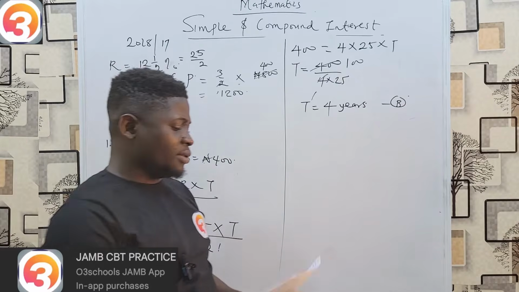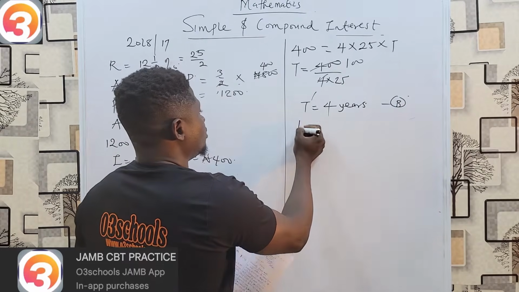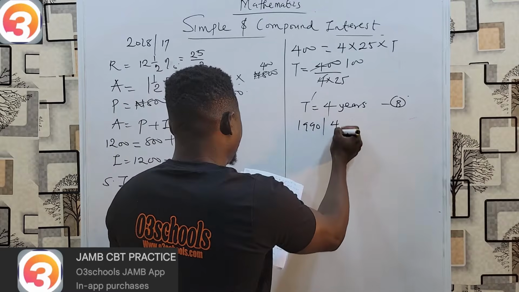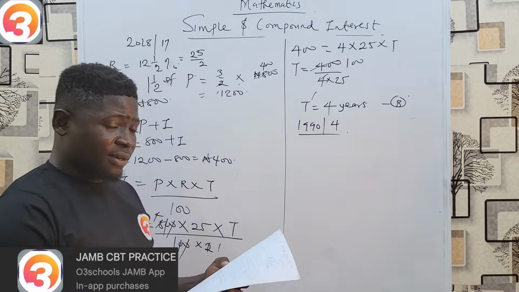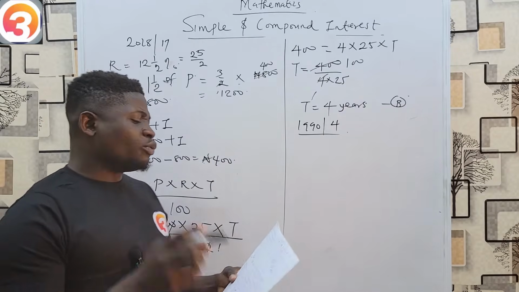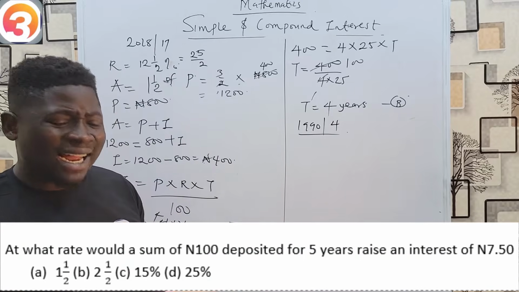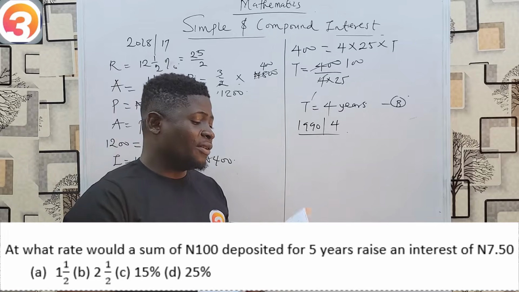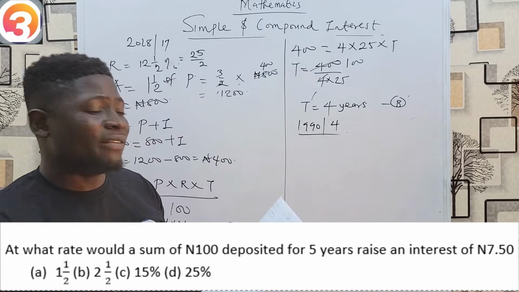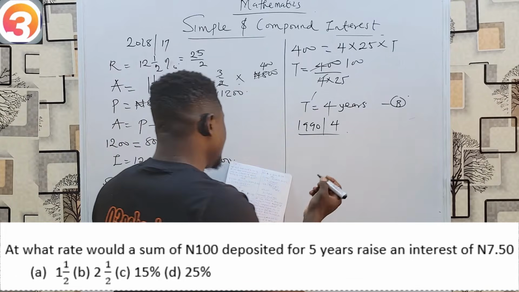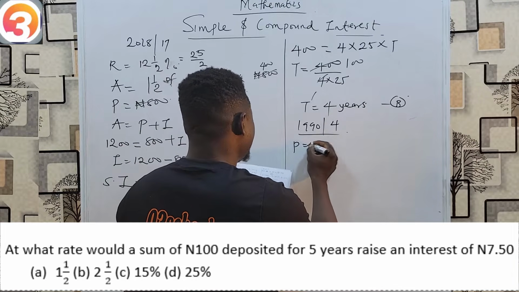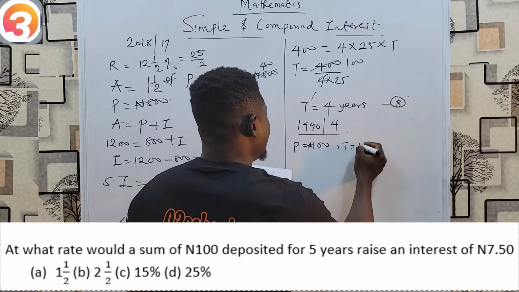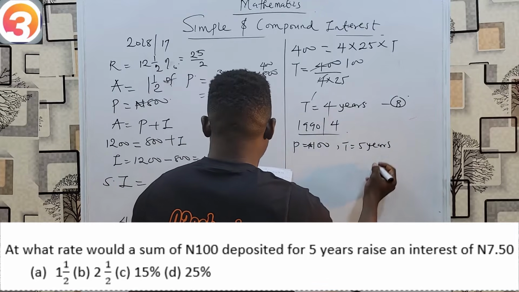Now let's go to another question. This is a 1990 question, number 4. The question is appearing right on the side of this screen right now. At what rate will a sum of 100 naira deposited for 5 years raise an interest of 750 naira? So what are we given? We're given the principal, 100 naira, and the time, 5 years.